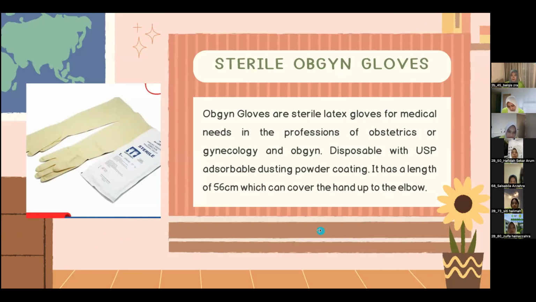Sterile obstetric gloves. Obstetric gloves are sterile latex gloves for medical needs in the professions of obstetrics or gynecology and obstetrics, disposable with absorbable dusting powder coating. It has a length of 56 cm, which can cover the hand up to the elbow.